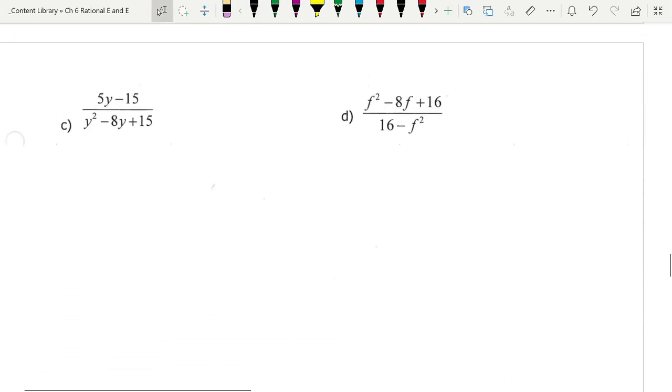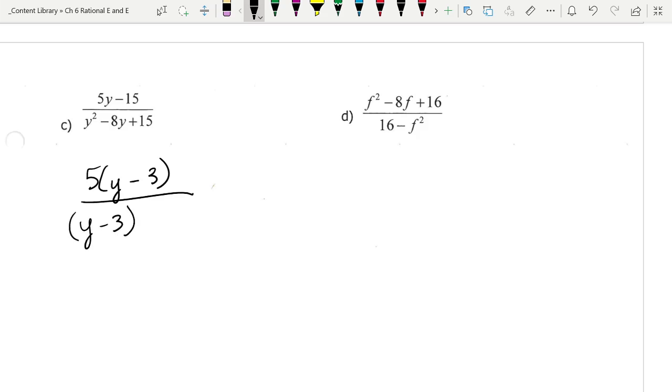Okay, what can I do at the top? Well, I see a common factor of 5. What can I do at the bottom? It's a trinomial that I can factor. What two numbers multiply to make 15 and add to make negative 8? Negative 3 and negative 5. Now that we are in factored form, I can divide factors by themselves.